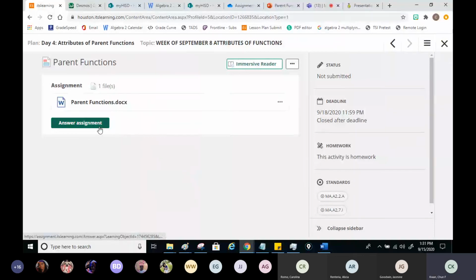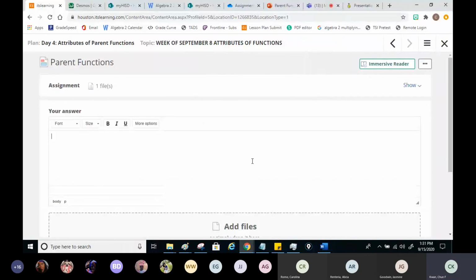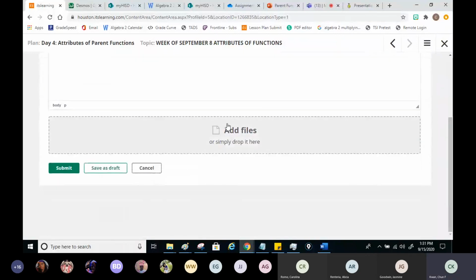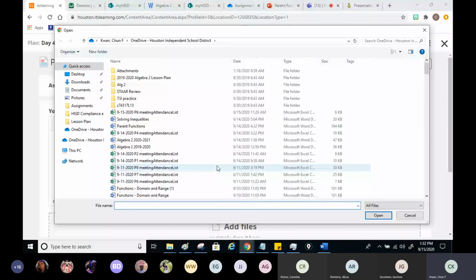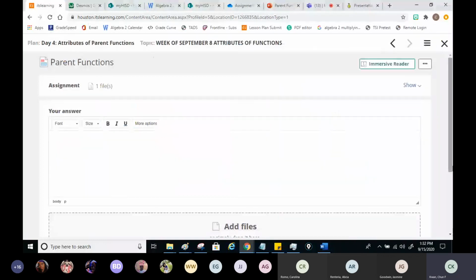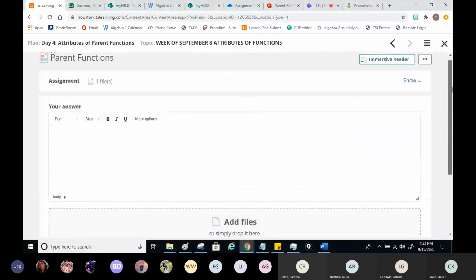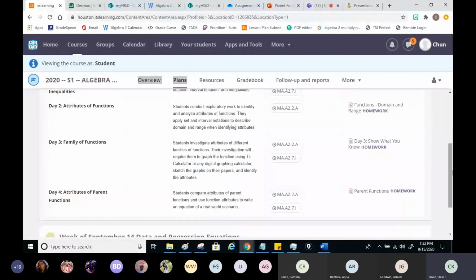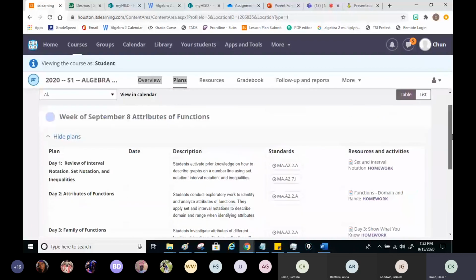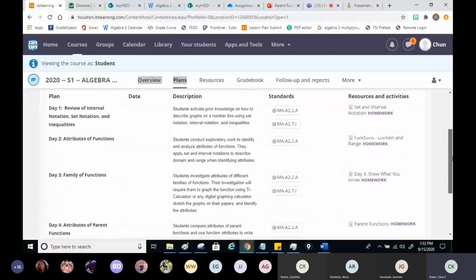When you're done, click answer assignment, then scroll down, add files, and then pick files. Find your finished homework and click open. After that, click the green submit button. If you've been taking notes the entire class, this homework will be the easiest out of everything. But if you have not been taking notes, I would suggest you text your friend and see if they can share the notes with you. Take a picture, send it to your phone, something like that.